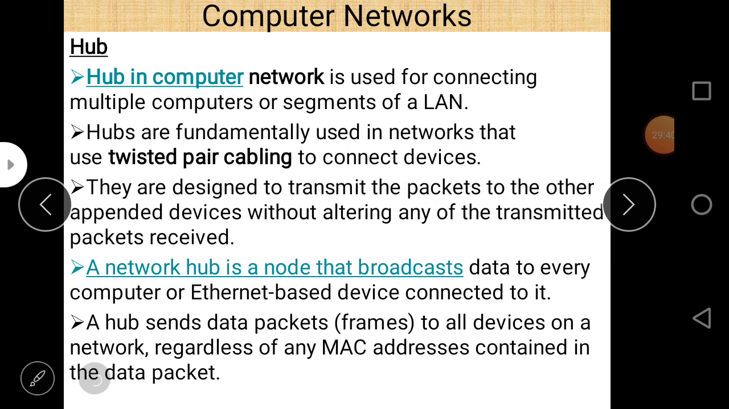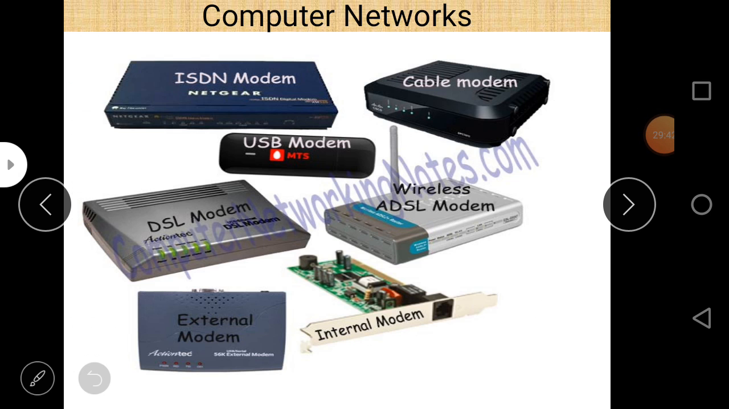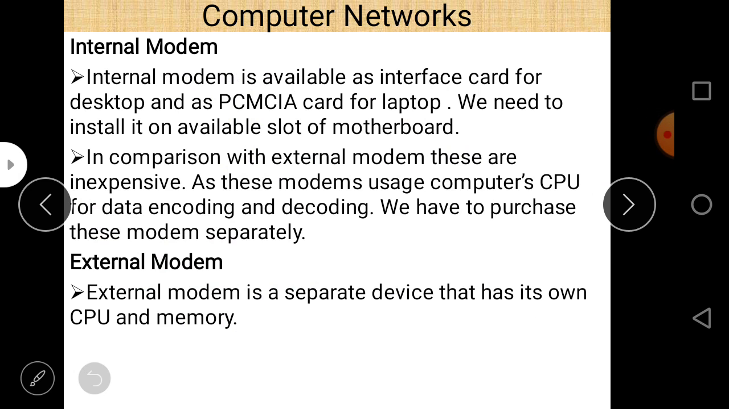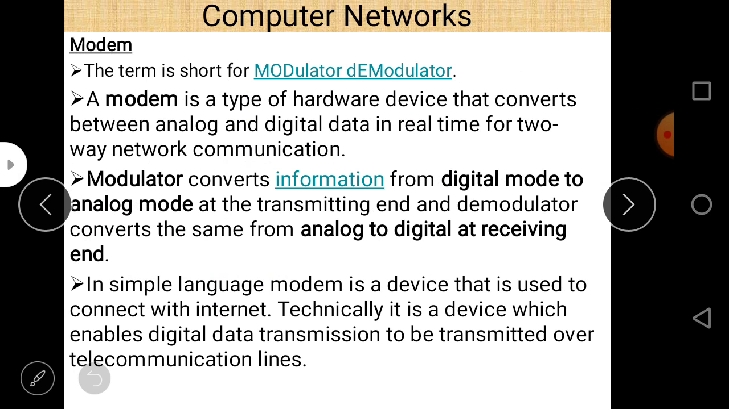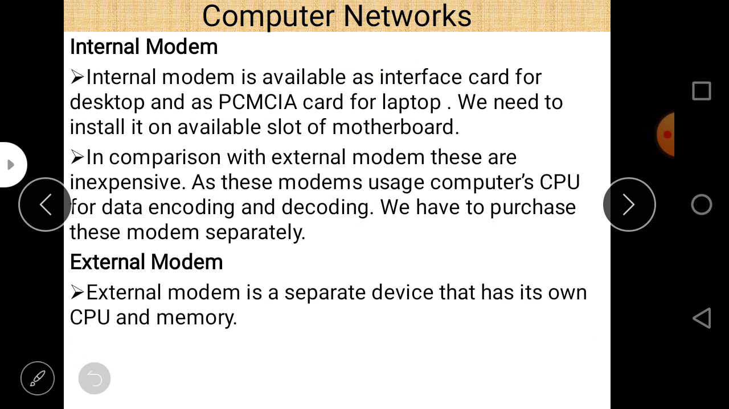And the other is modem. I think it is a very common term. Modem basically refers to modulation demodulation. There is a process of modulation and demodulation. Analog to digital conversion is called demodulation, and digital to analog conversion is called modulation. So the basic function of a modem is conversion of data from one form to another, and it is a network device. So these are some important points.